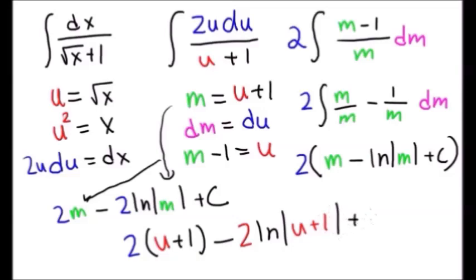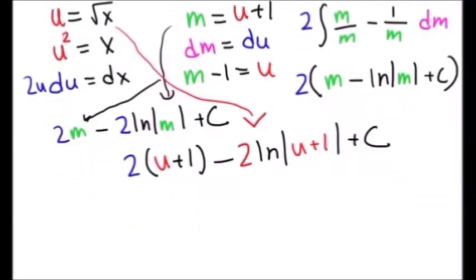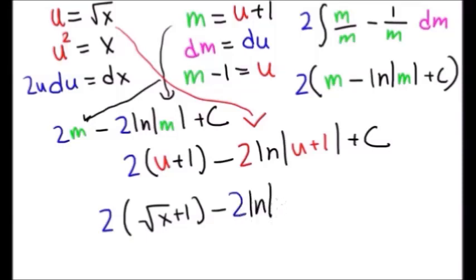However, the original equation is in terms of x, so we then need to plug in x into the equation as u equals the square root of x. This will give us 2 times the quantity square root of x plus 1 minus 2 times ln of square root of x plus 1 plus c. This will be our final answer in terms of x.